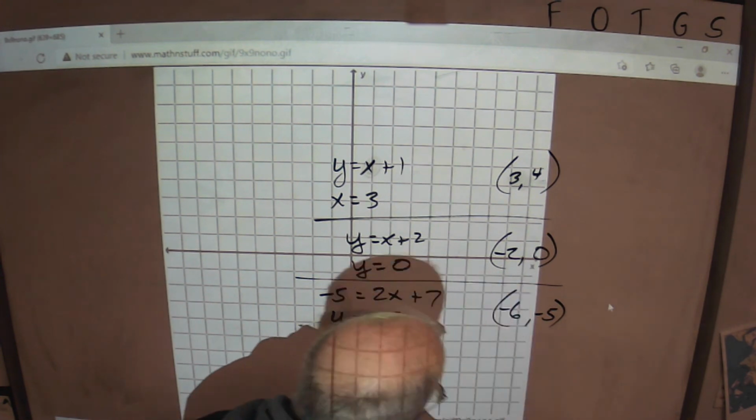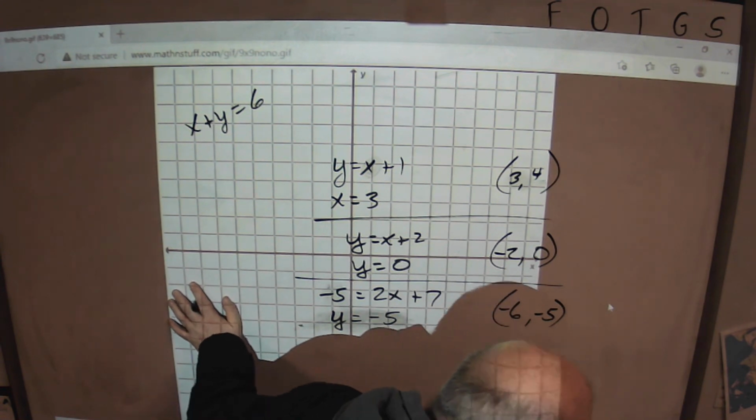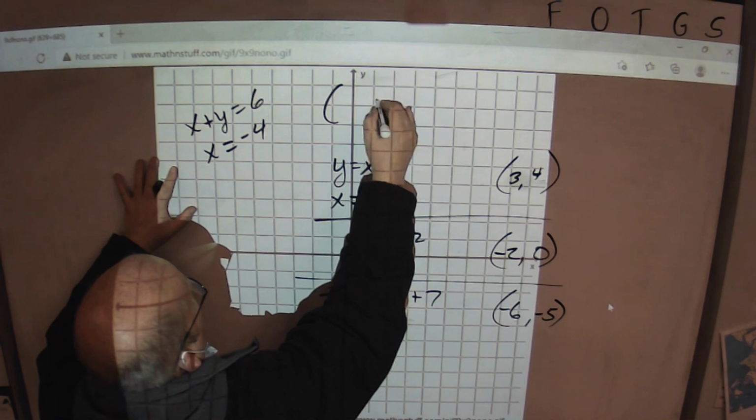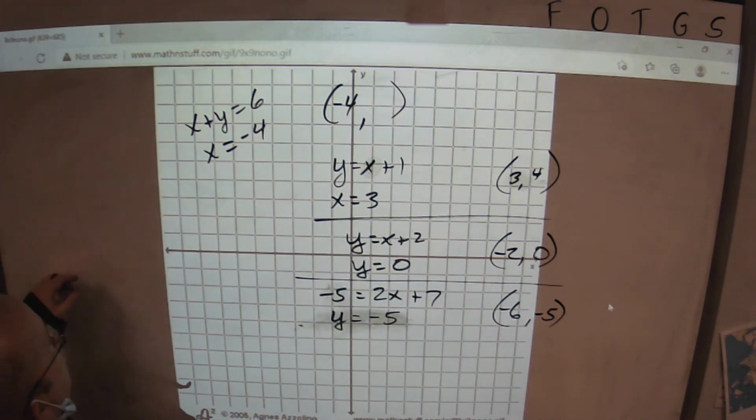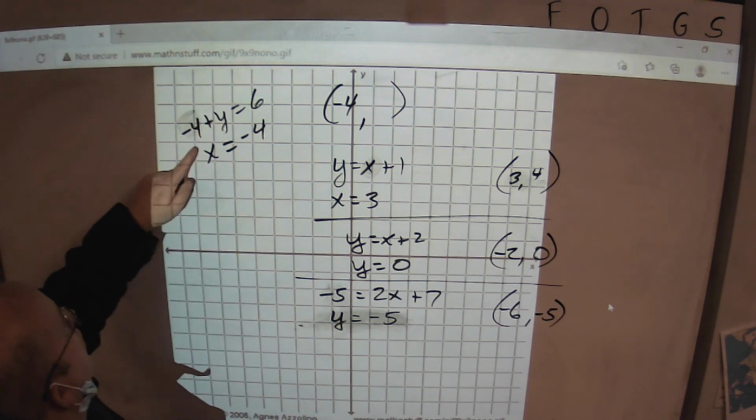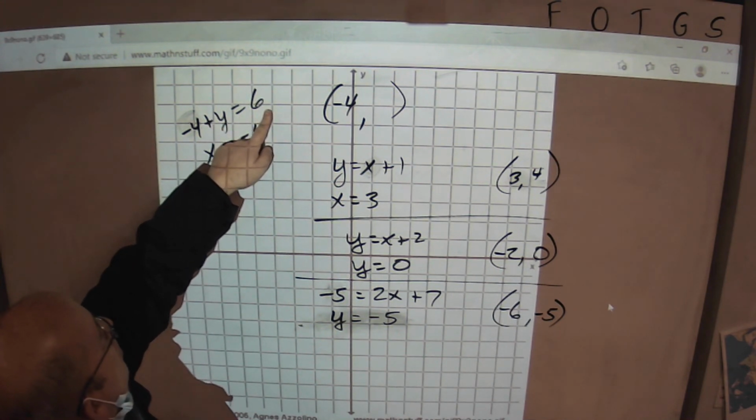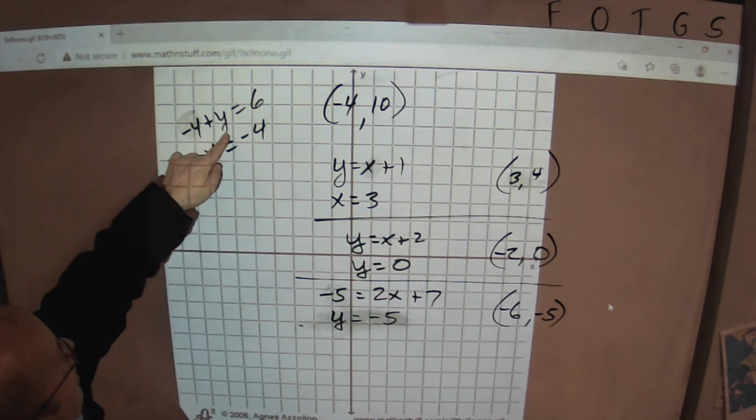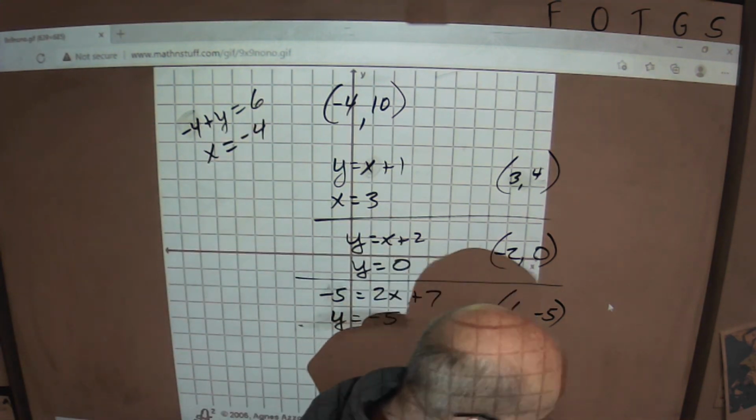What if I've got x plus y equals 6, and I've also got x equals negative 4? Well, the first thing, they've already told me the x value is negative 4, so I'm putting that there. Secondly, let's take this letter x and turn it into negative 4. Negative 4 plus what number would get me to 6? Well, isn't it 10? Negative 4 plus 10 is positive 6. Yep, so there's my solution.